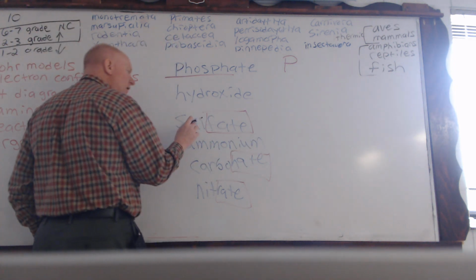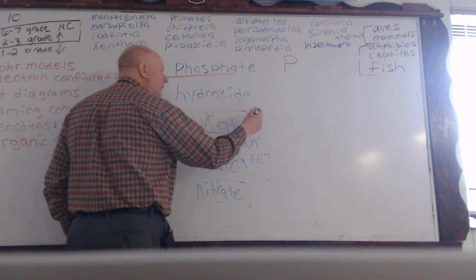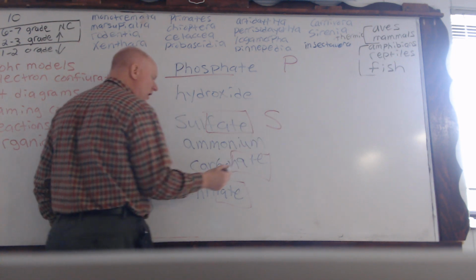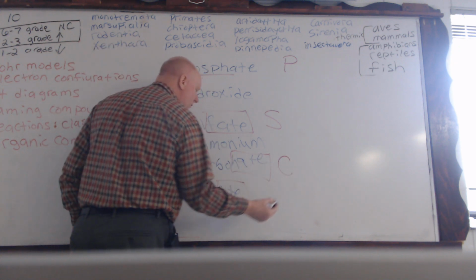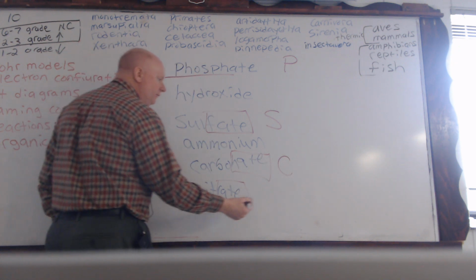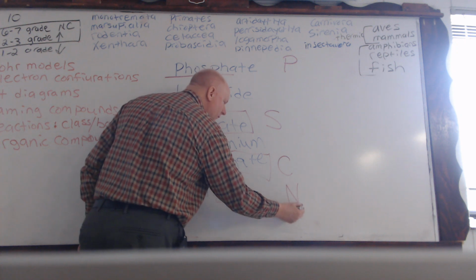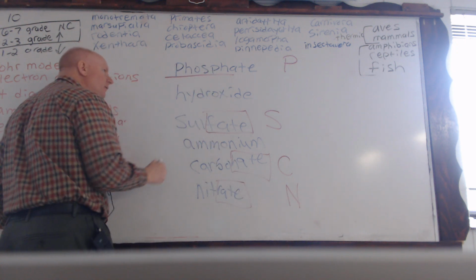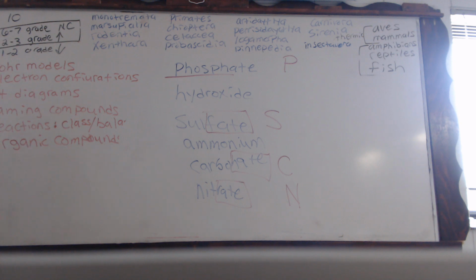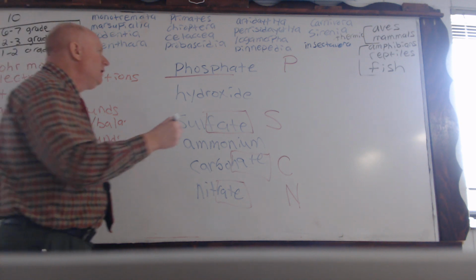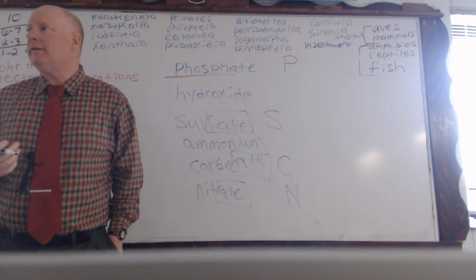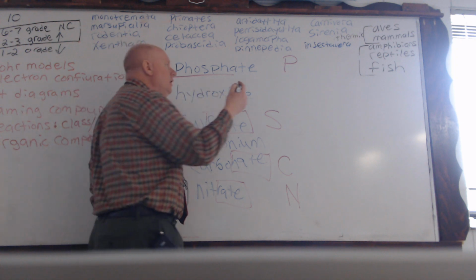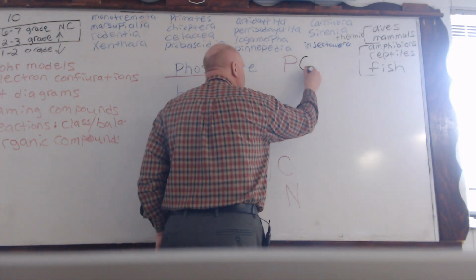So, what element does sulfate have in it? Sulfur. What element does carbonate have in it? What does nitrate have in it? Okay, we'll come back to this one. Now, these all have something in common. The ATE is referring to the other element. Oxygen. Okay? And it's the different ratios that we would see.